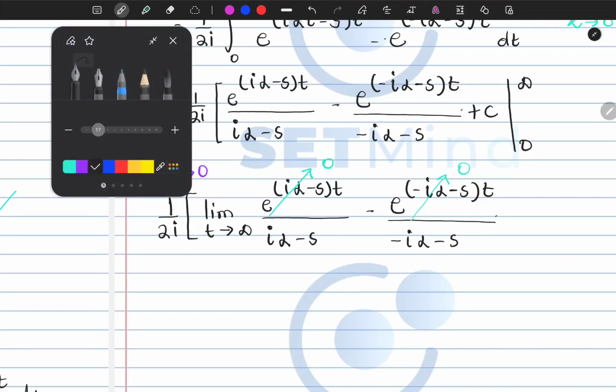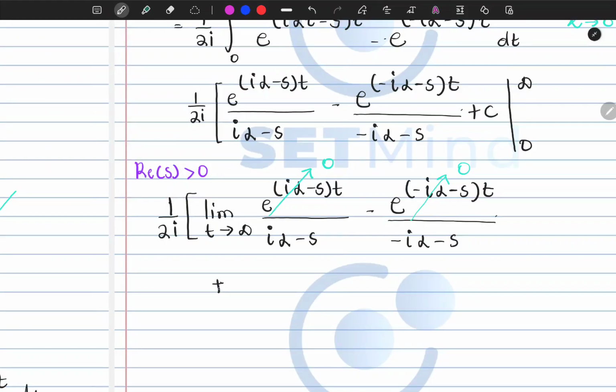Then we have the bottom portion, which will be minus minus to give us a plus there, and it will be e to the power of, when we put in the lower limit, it will be negative. Let's come here. So the first term will be negative. So that was i alpha minus s. It will now be multiplied by 0 divided by i alpha minus s, like that.